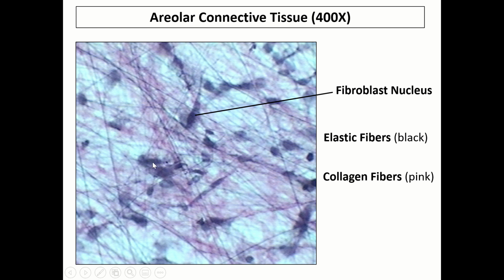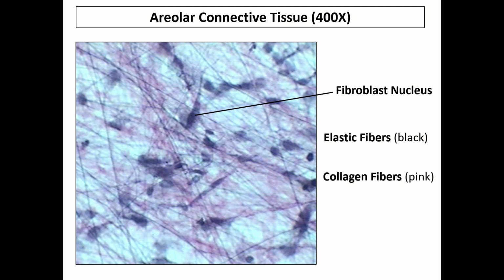The fibroblasts are named because they are producing protein fibers, visualized here in pink as collagen fibers, and in thin black lines as elastic fibers. Again, note the fact that the cells are all very spread out and that there's a lot of open space in this tissue. This is a great example of what loose connective tissue is going to look like.